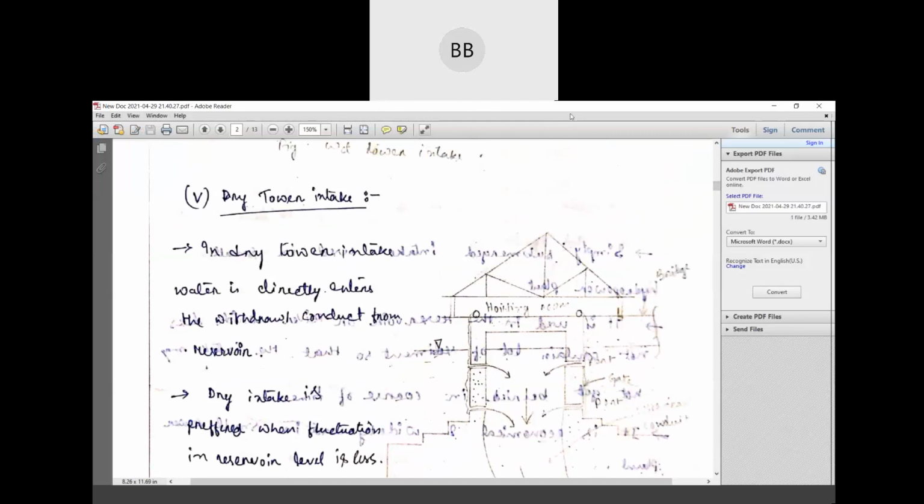Okay. So you write it down, first point: dry tower intake. In dry tower intake, water directly enters the withdrawal conduit from the reservoir. Or you can directly write tunnel also, it's up to you. Water directly enters the tunnel from the reservoir.